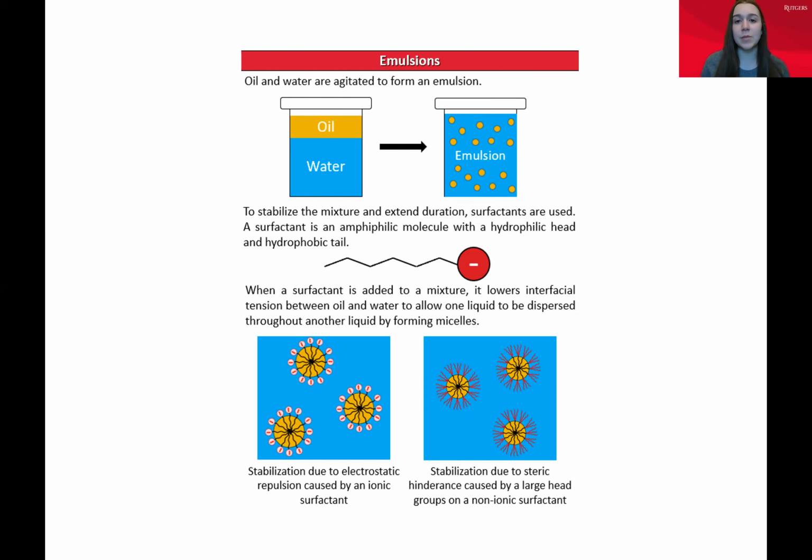There are two main mechanisms for stabilization using a surfactant. The first being an ionic surfactant uses the negative charges to repel away from one another using electrostatic repulsion. So these molecules don't want to get close to one another, they are going to repel, and that's what keeps the oil dispersed throughout the water.